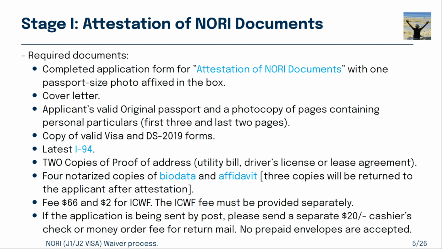Then there is a fee associated with this attestation. When I was applying, the fee was $66 plus $2 for ICWF. These are two separate fees. The $66 is for your attestation and the $2 is for a charity fund, but you have to pay it. The fee can be paid with an application cashier's check, right? And if you also provide $20, they can send the documents back to you, and you can get the status of your documents.